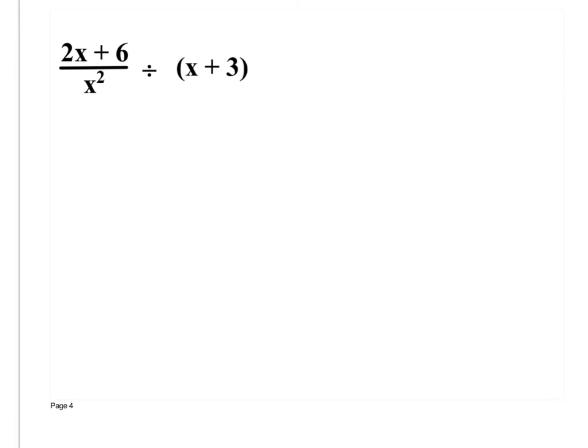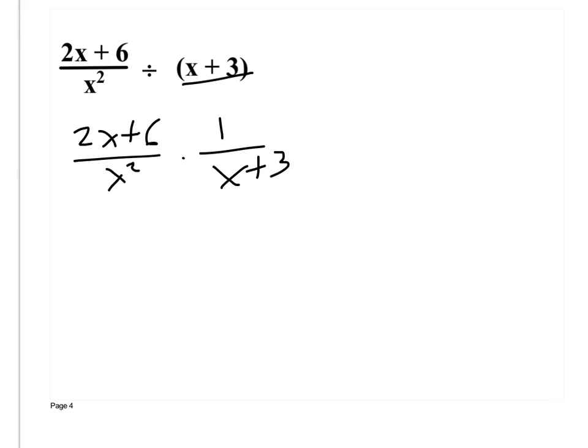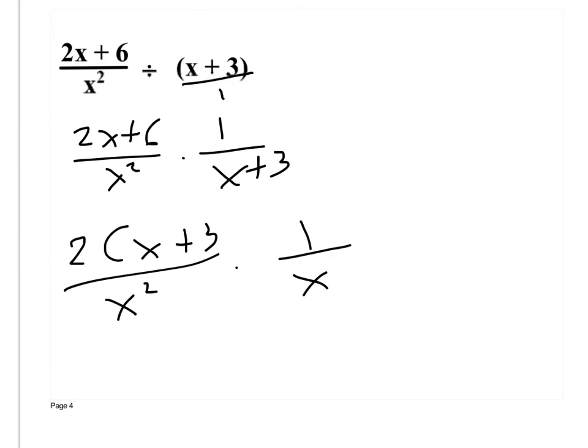We've got 2x plus 6 over x squared being divided by x plus 3. So really all I got to do is change this to a multiplication problem, and I've got to make this 1 over x plus 3, because really this is x plus 3 over 1. So when I flip it, I get 1 over x plus 3. Now I normally wouldn't have that there because it's redundant, but just so you know why I did that. Then I need to split 2x plus 6 into 2 and then x plus 3. My x plus 3's would cancel. I'm left with 2 over x squared.